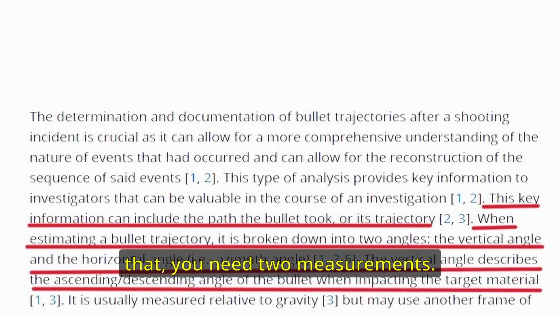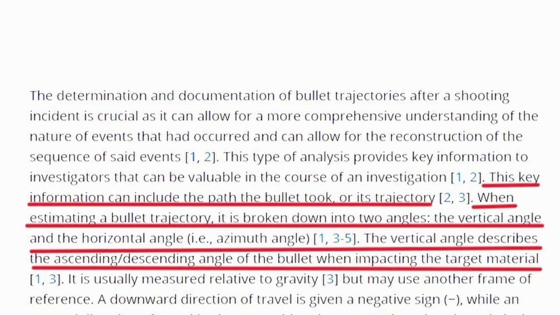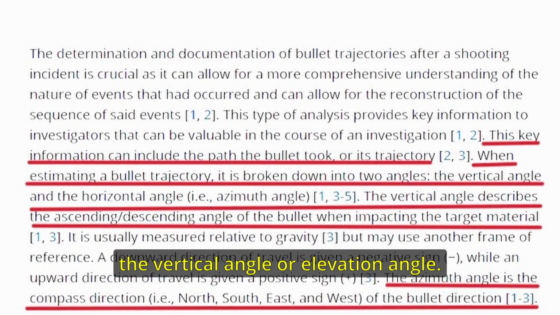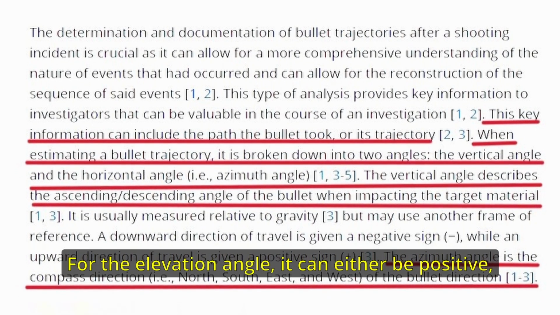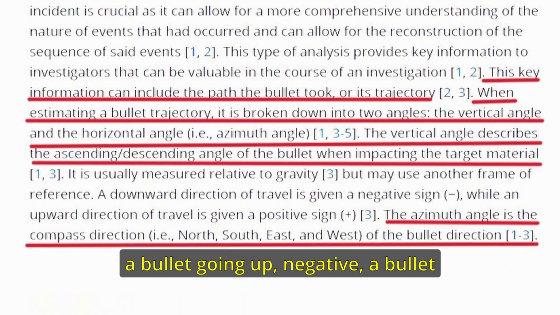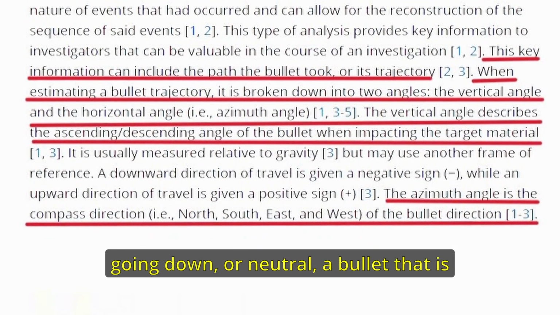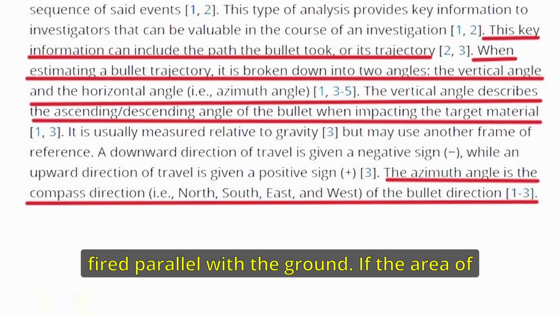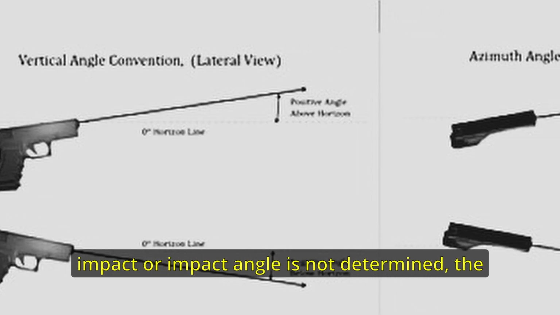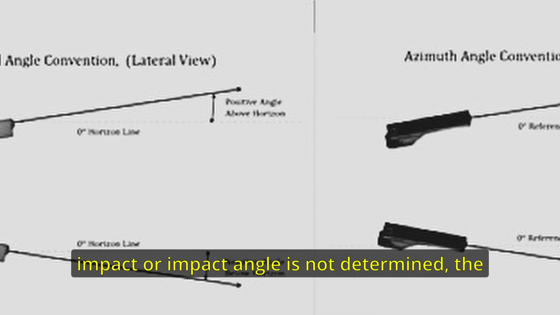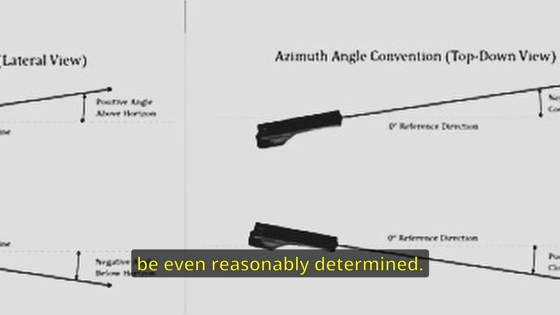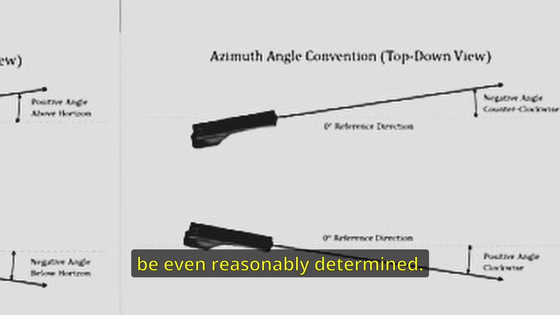To do that, you need two measurements: the horizontal angle or axis and the vertical angle or elevation angle. For the elevation angle, it can either be positive, a bullet going up, negative, a bullet going down, or neutral, a bullet that is fired parallel with the ground. If the area of impact or impact angle is not determined, the bullet's trajectory cannot be even reasonably determined.